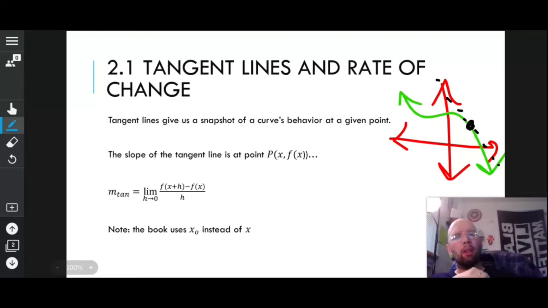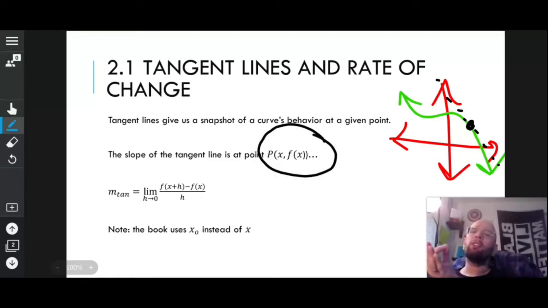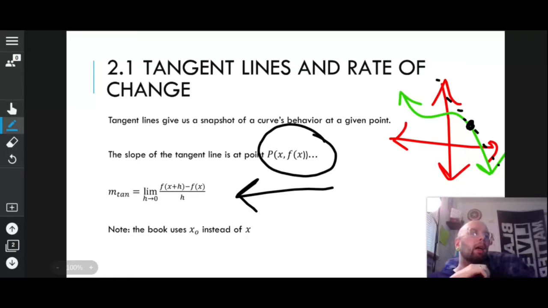The slope of a tangent line at a point we call P, x, f of x. Remember, f of x is the same thing as y, so yeah, we can call it x, y, but it wouldn't be calculus if we called it x, y. We have to overcomplicate things. This is the crazy part. That right there is the definition of the slope of the tangent line. The slope of the tangent line is the limit as h approaches 0 of f of x plus h minus f of x, over h.